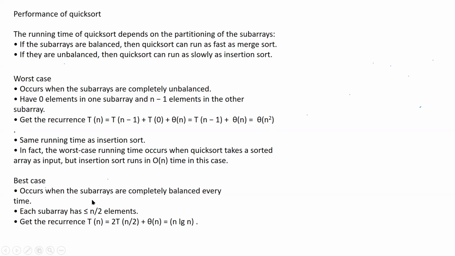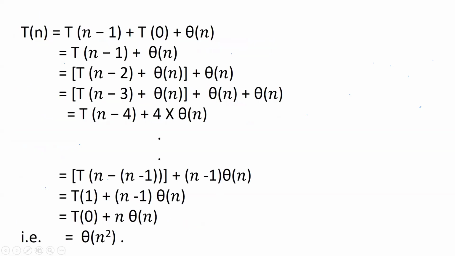The best case occurs when the subarrays are completely balanced every time. Balance क्या होता है? Completely balanced means we are dividing the array into two equal half elements. Suppose the array size is 8, then the subarrays will be of size 4, 4, 2, 2, 1, 1, like this. That will create a binary tree. At that time, the recurrence will be T(n) = 2T(n/2) + theta of n, and the time complexity will be theta of n log n. So in the best case, it is a very much faster algorithm. So this is the performance analysis of quicksort.